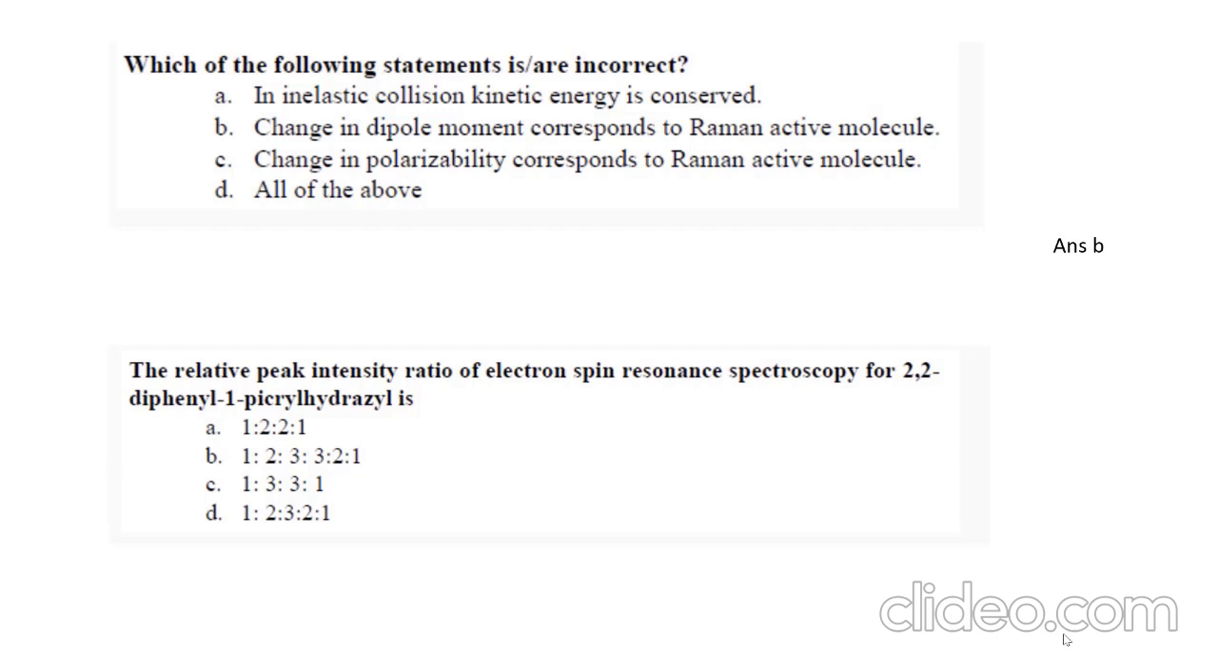So, it is correct. The relative peak intensity ratio of electron spin resonance spectroscopy for DPPH, as I have told just now. So what should it be? Like I told just now. Yeah, 1, 2, 3, 2, 1. Yeah, yeah.